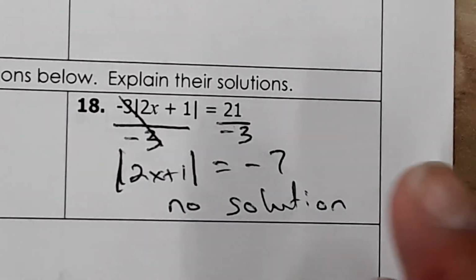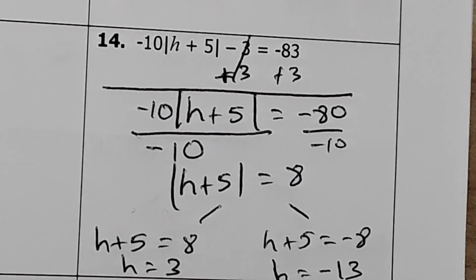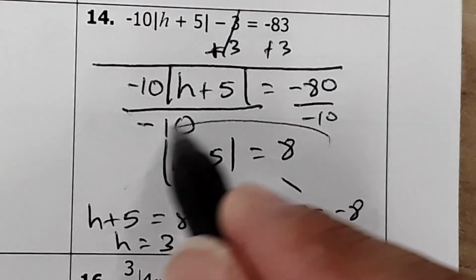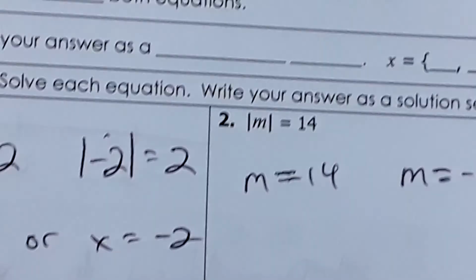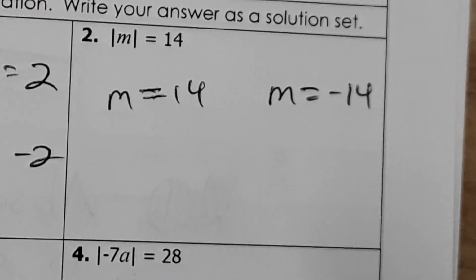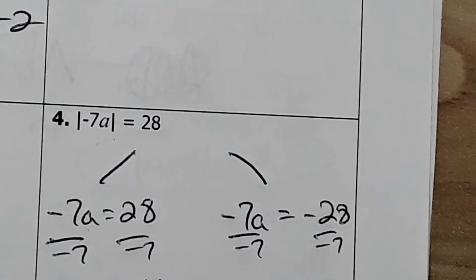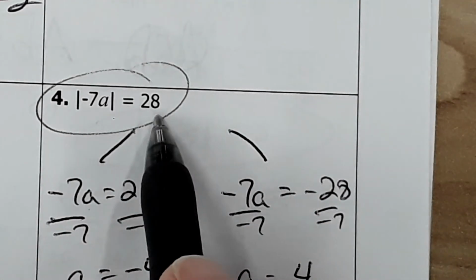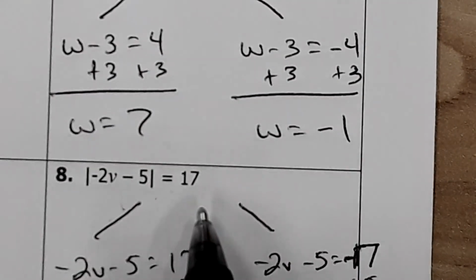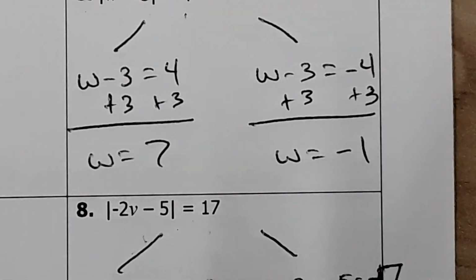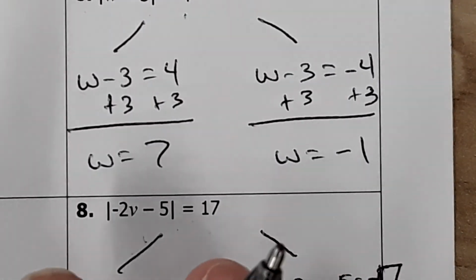That's why we were able to work the previous ones. Right here, that was positive. These problems here, positive, positive, positive, positive. If that number on the other side is negative, you can't do it.